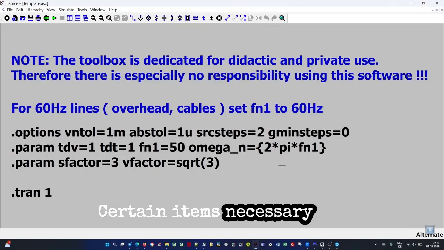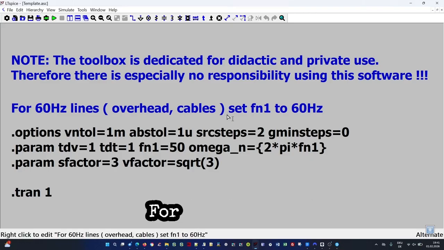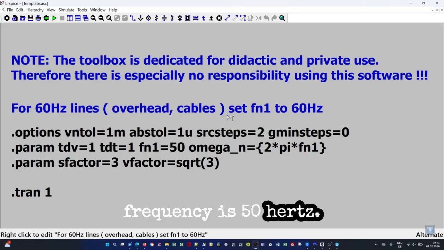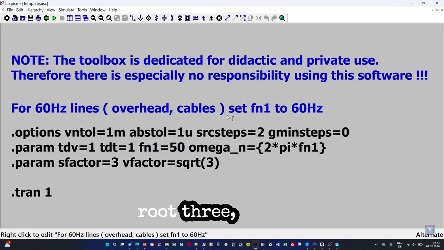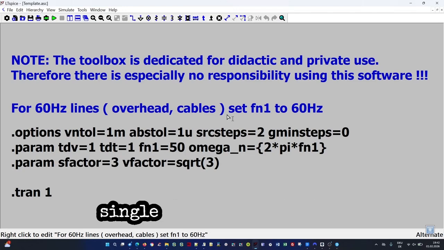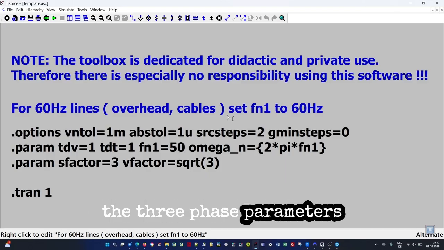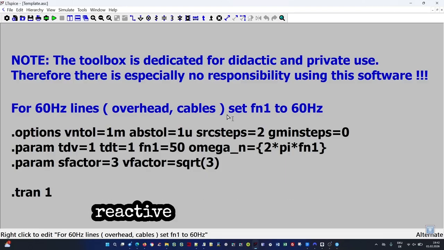Certain items necessary for the simulation are already predefined in this template. For example, the frequency is 50 Hz, the voltage factor is √3, and the power factor is 3. The voltage factor and power factor are required for single-phase simulation in order to correctly calculate the 3-phase parameters such as active power, reactive power, and voltage PQV.